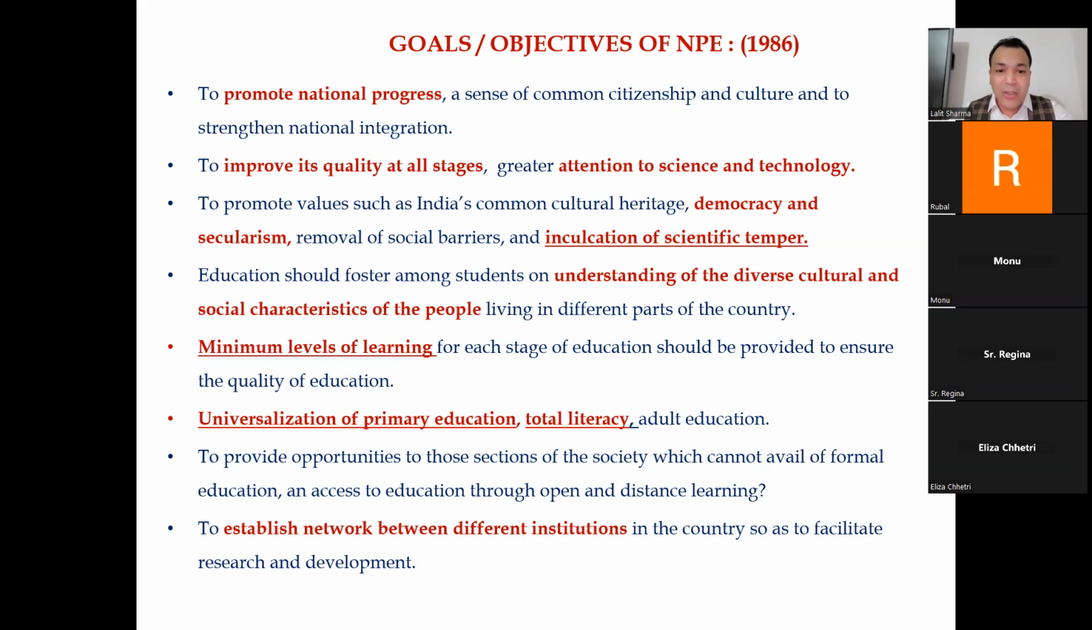Now look, what was it? A new point has come, guys. Open and distance learning: up to 1986, if a person is handicapped, how can he or she approach the school, right? So open education was introduced, distance education was introduced. 1986 brought these things. That's why I'm again telling all of you, whatever benefits we or our children are getting today are because of these recommendations, these committees. And last is to establish a network between different institutions in the country so as to facilitate research and development.